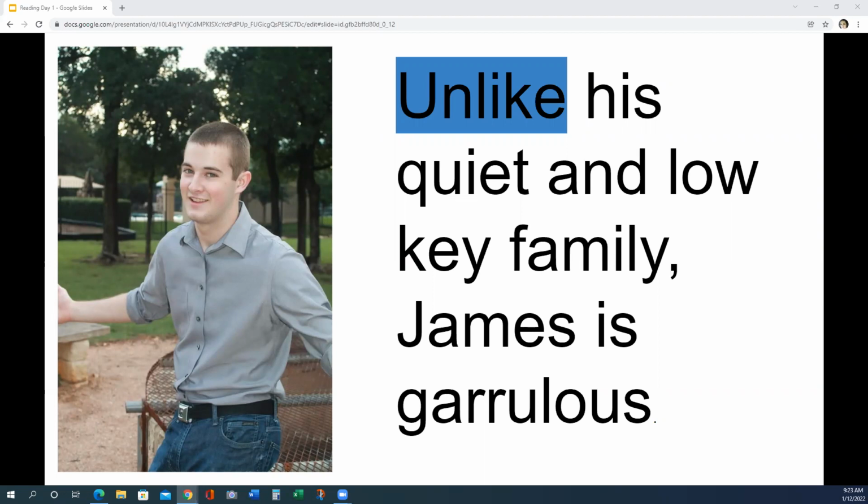So what is James most likely? Somebody give me that in the chat box. Tell me what you think. What do you think James is actually like if he is unlike his family described in this sentence? Anybody want to guess?